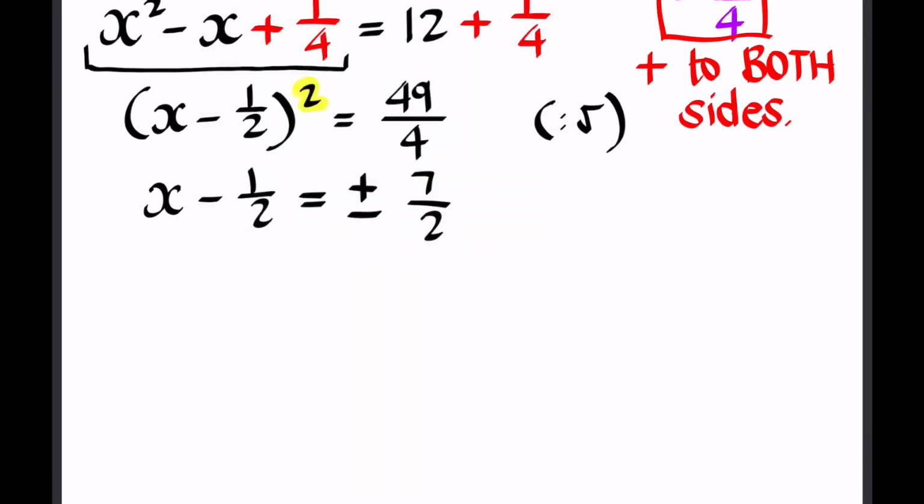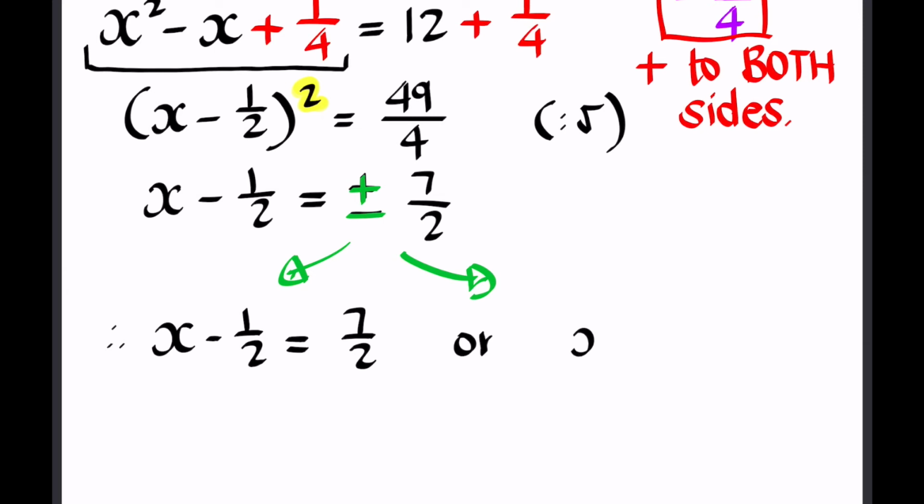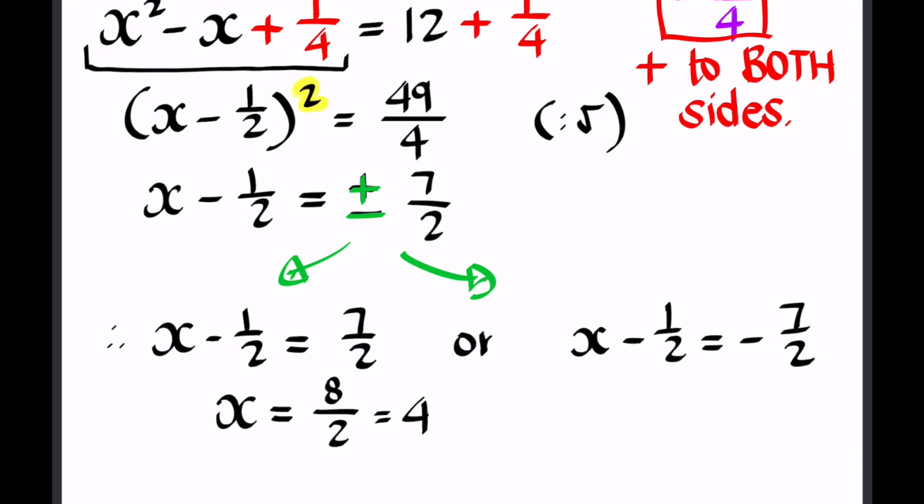So I can now break up this plus minus into two different answers. So therefore, x minus a half is equal to 7 over 2, or x minus a half is equal to negative 7 over 2. If x minus a half is equal to 7 over 2, that means that x is equal to 7 over 2 plus a half, which is 8 over 2, which is 4.